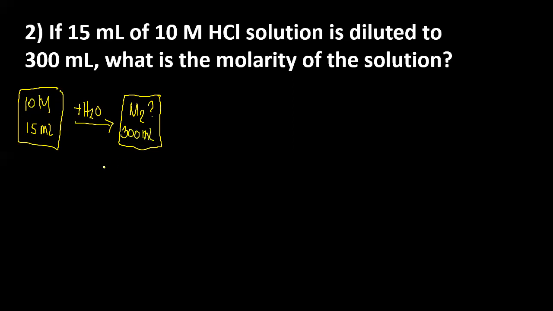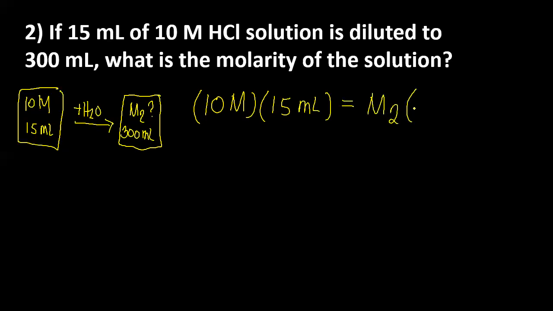Okay? So let's go and solve this problem. If we are going to solve this, what is our M1? M1 is 10 molar. So 10 molar times V1 is 15 ml. So that's 15 ml will give us M2, which is unknown. That is unknown, ang M2 natin. So times what is our V2? Final volume is 300 ml. So we have 300 ml. If we are going to multiply this, okay, so 10 times 15, that will give us 150.